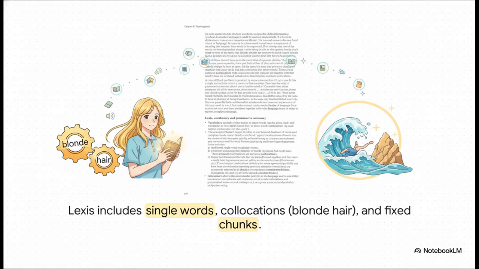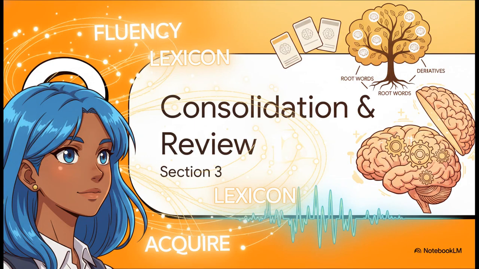And lexis is just a fancy word for all the vocabulary items in a language. As you can see here, it's a whole spectrum. It goes from simple word pairs like blonde hair, all the way to more complex, fixed idioms like swim against the tide.